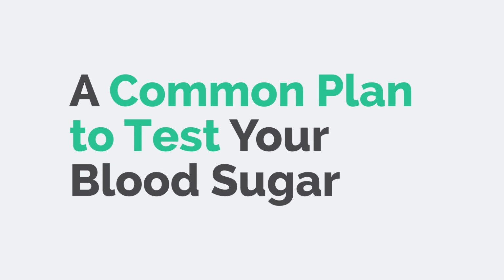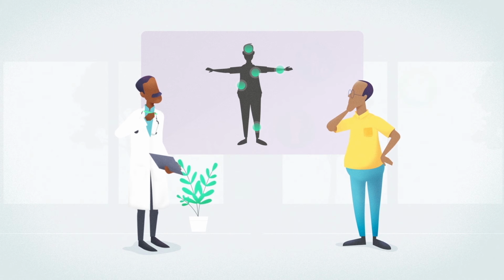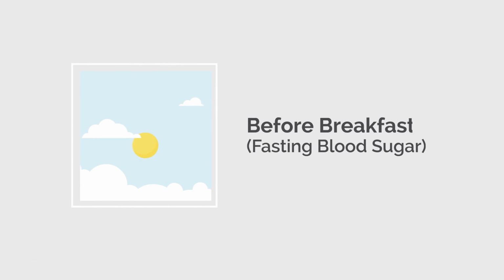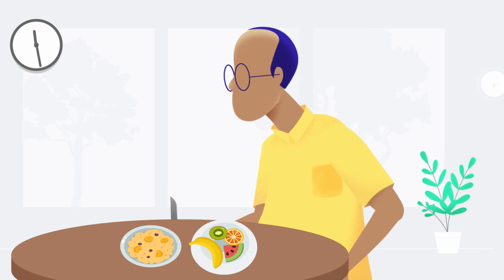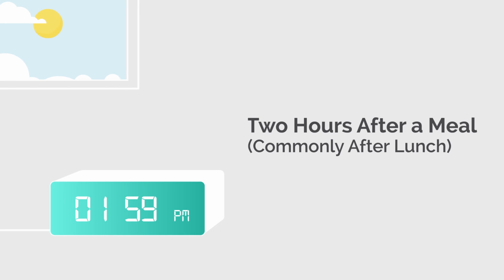A common plan to test your blood sugar. Your doctor will work with you to build a tailored schedule for testing your blood sugar. Here's an example of what this plan might look like. Before breakfast, or a fasting blood sugar. 2 hours after a meal, commonly after lunch. This helps you determine whether your blood sugar is returning to the target range.